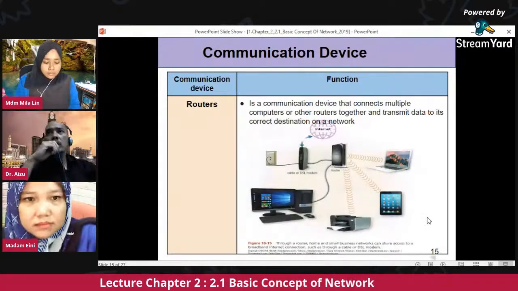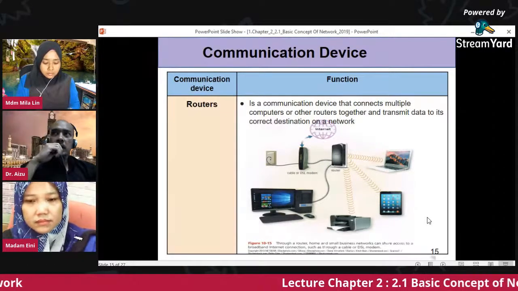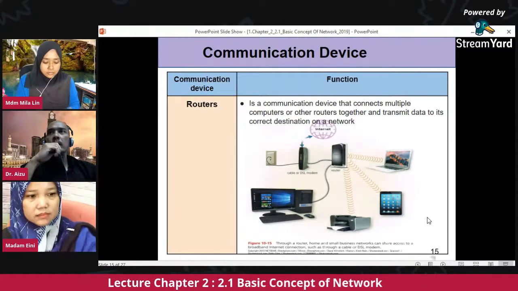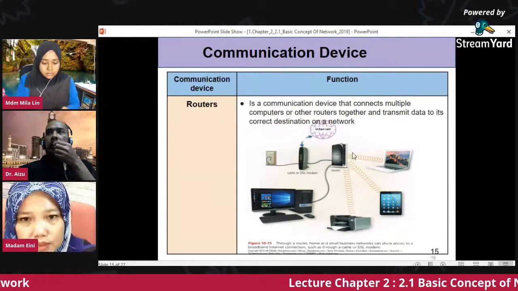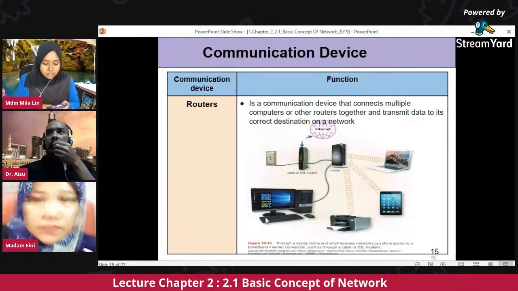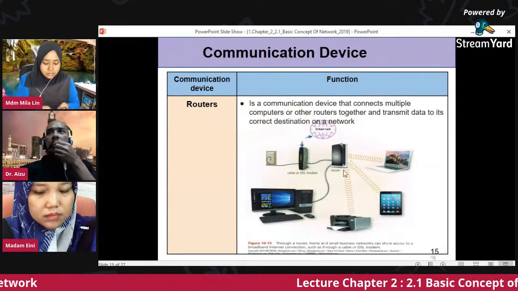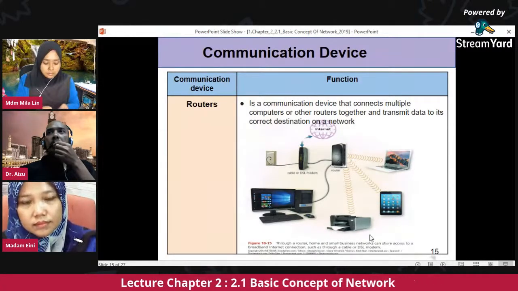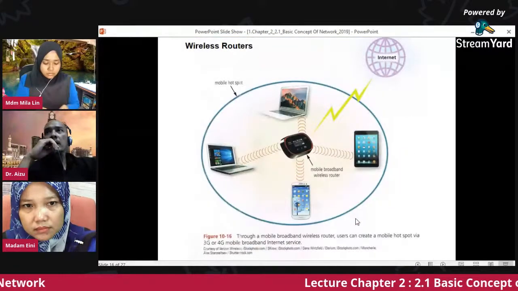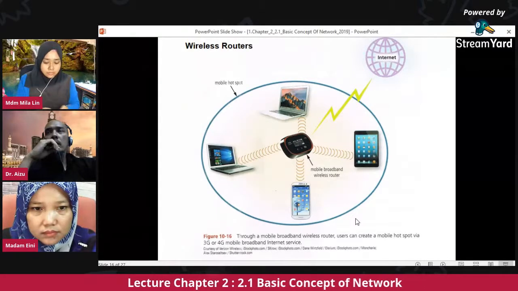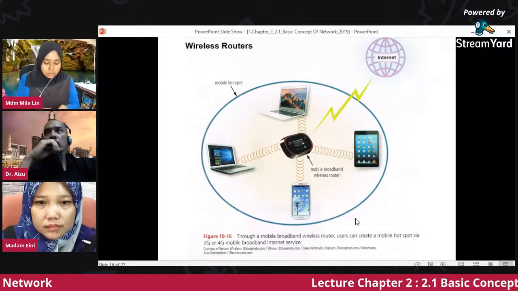Okay, next is routers. A router is a commercial device that connects multiple computers or other routers together and transmits data to its correct destination on a network. Okay, you can see here, this is the router in the middle. So the router's function is to connect all the devices around the router. These are the devices, these are also the devices, but it connects all the other devices through the transmission media. Okay, this is the function of wireless routers, which is not connected by wire but wirelessly. Most of the modern equipment are wireless.